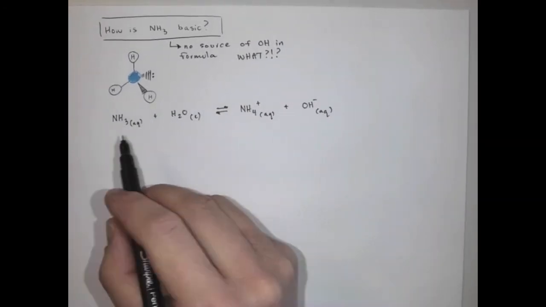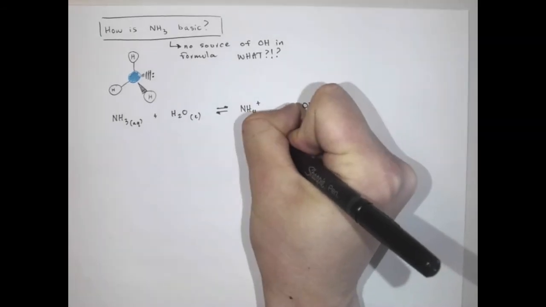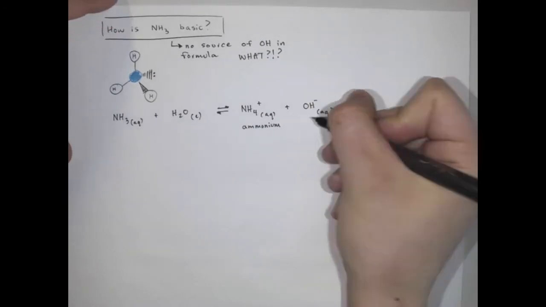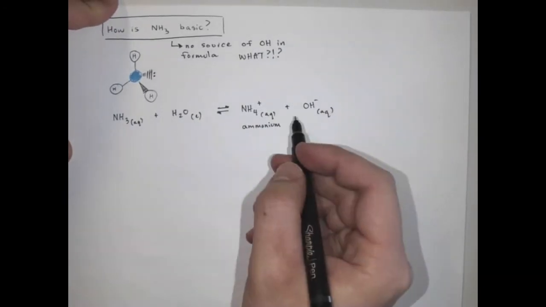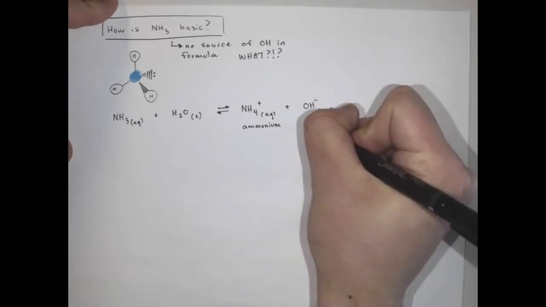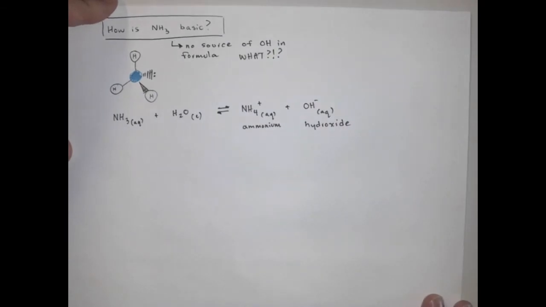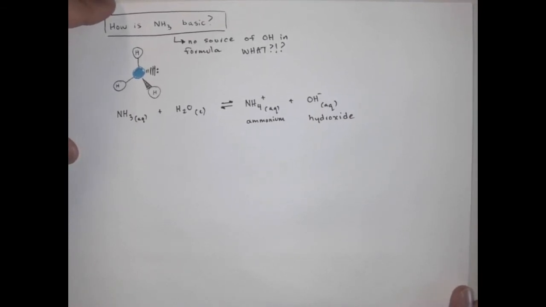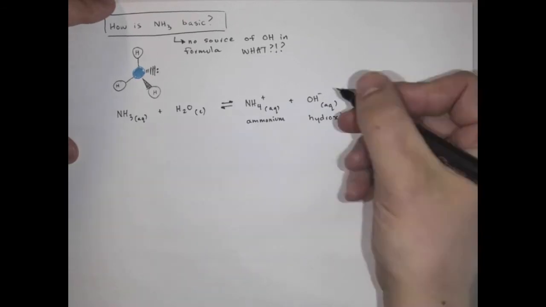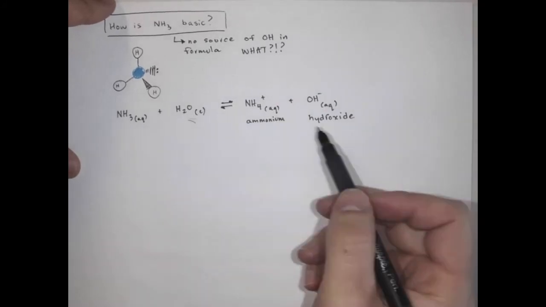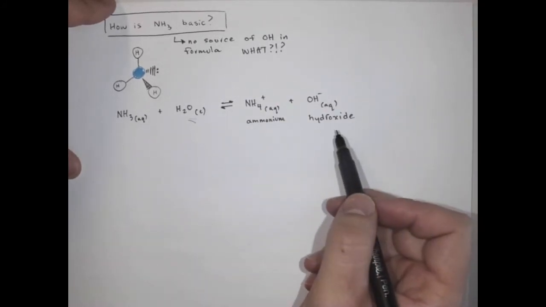So this partly explains why ammonia displays basic properties, because ammonia reacts with water to make ammonium and hydroxide ions. So a base isn't necessarily something that always dissociates to form hydroxide ions. A base can be something like ammonia that reacts with water to produce hydroxide ions. So we're still making hydroxide ions, but we're reacting with water in order to make those hydroxide ions.